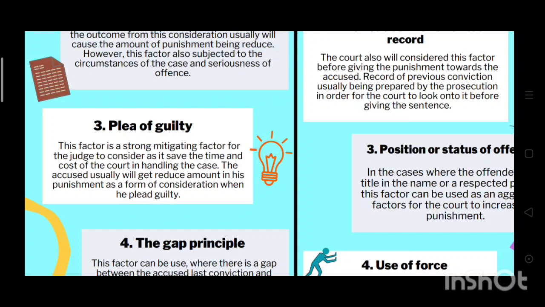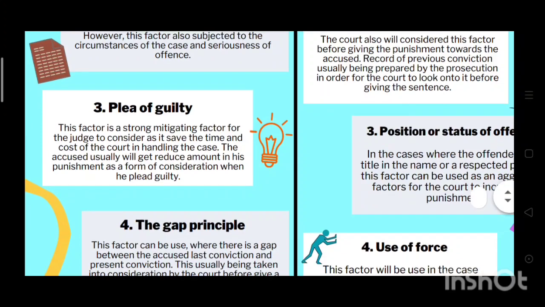However, this rule is not an obligation to be followed, as the court can still exercise its discretion in not granting the discount, usually based on the circumstances of the case, but it must give reasonable justification for that. The court usually will not grant this discount where the offence was serious and grave, even though the accused had pleaded guilty.